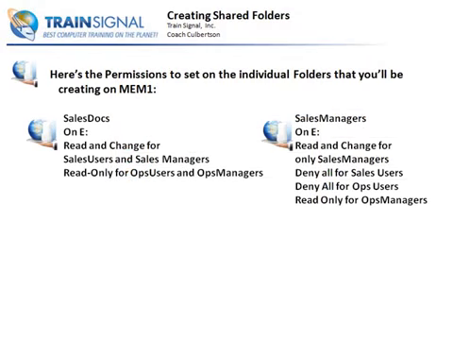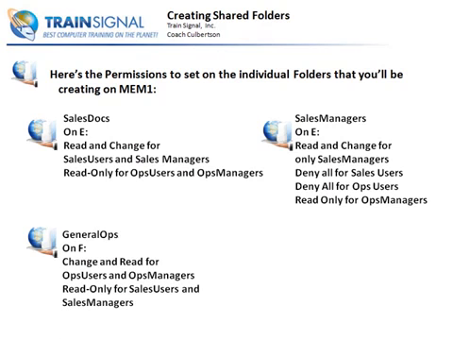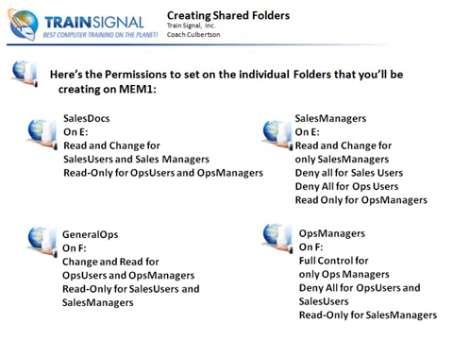All right, so we have set up the sales docs and sales managers using the share level permissions. Now, let's take a look at the other two folders we're going to be creating. General Ops, we're going to be creating it on the F drive. And again, we're going to be doing almost the exact same thing, except that the roles are kind of reversed. Change and read for ops users and managers, but it's going to be read only for sales users and sales managers. In terms of the ops manager folder, actually it's not going to be full control. It's actually going to be read and change.